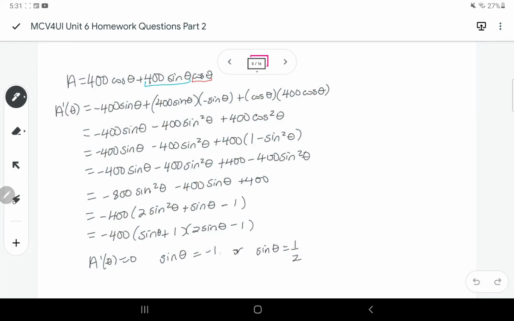If we were looking for sine theta equaling negative 1, then that would have theta equal 3 pi over 2. So that's inadmissible. If we wanted sine theta to equal 1/2, that would be theta equals pi over 6. That's a 30-degree angle. Pi over 6 for my theta does end up being the best choice.